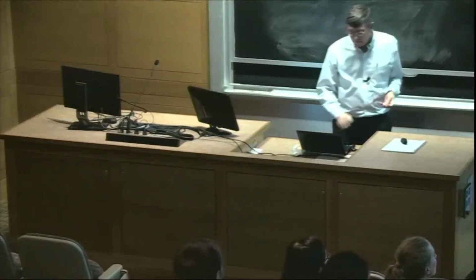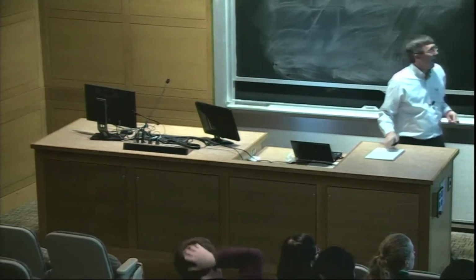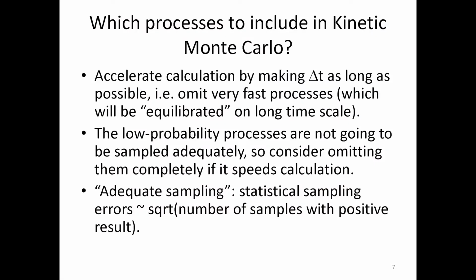And then you have to have an idea of what adequate sampling is. So you're going to see some lower probability processes compared to some higher probability ones. And you have to know when these low ones are so small that they're statistical noise. And this is the margin of error problem.